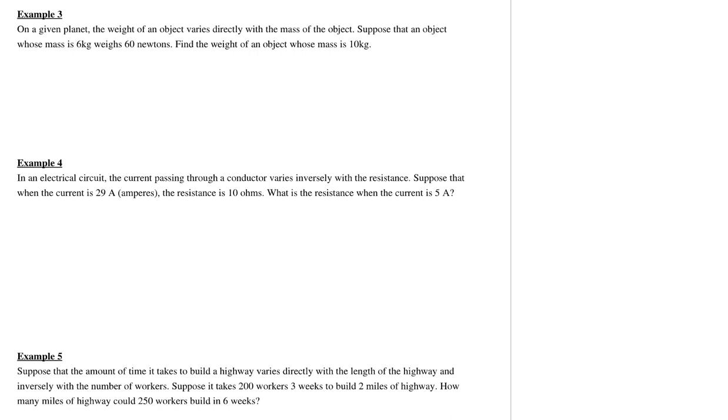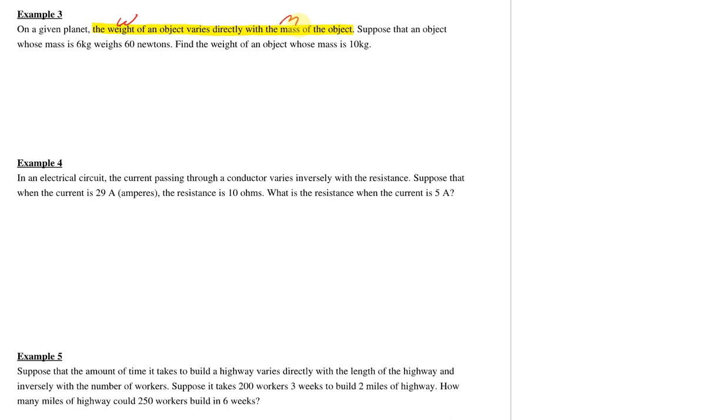Mass and weight are actually two different measurements, and in this problem we want you to come up with the variation equation, but now in context. It says the weight of an object varies directly with the mass of an object. How do we interpret that? Before, we were giving you letters, and now you have to determine what letters to use. So I'll call weight W, and the mass of an object, we'll call that M.